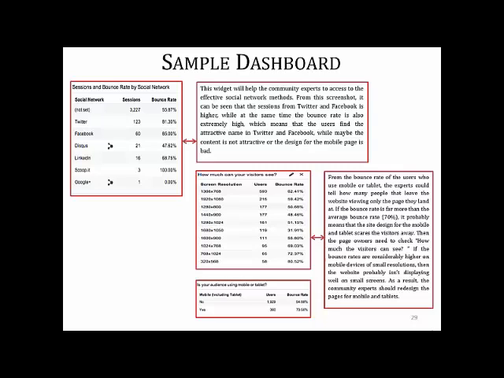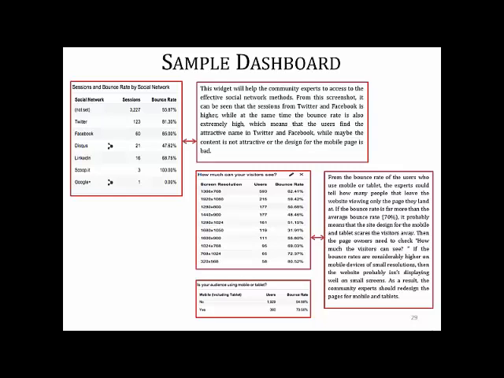The next tab shows how much the visitors see during each session. From the bounce rate of the users who use mobile or tablets, the community page owners could tell how many people leave the website after viewing only the page they land on. If the bounce rate is far more than the average bounce rate of 70%, it probably means that the site design for the mobile or tablet scares the visitors away. Then the community page owners need to check how much the visitors can see.